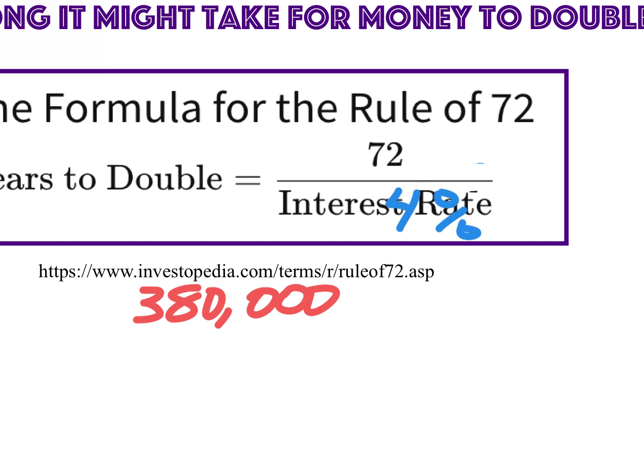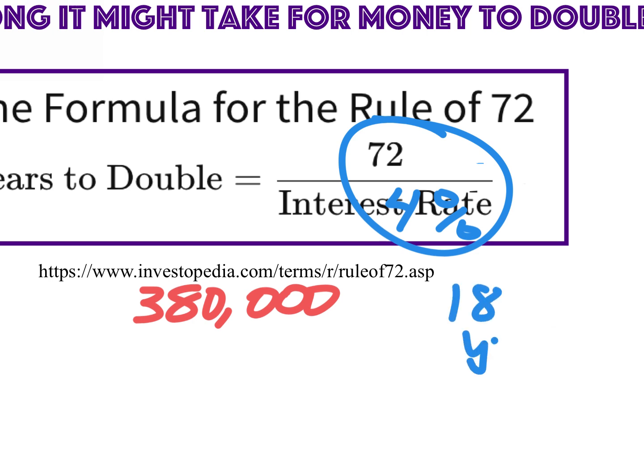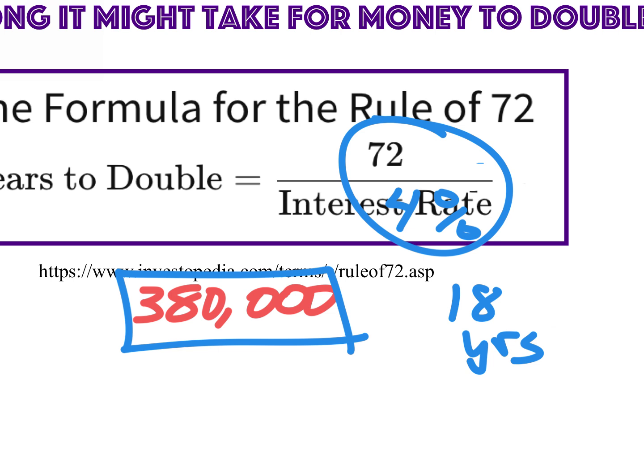So my question is, if it's 4% growth in Colorado Springs, which is where I bought the house, I can take 72 divided by 4, and that tells me how many years. And we just did that one a second ago. If you have a short-term memory, it's 18 years. In 18 years, my house that I bought for $380,000 will probably have doubled. So that's going to be worth $760,000.